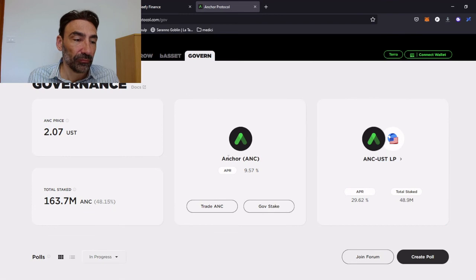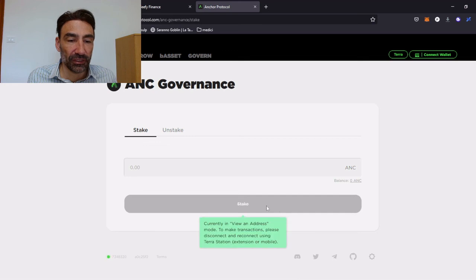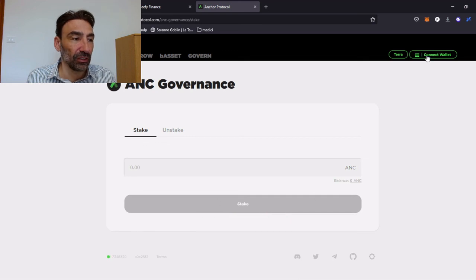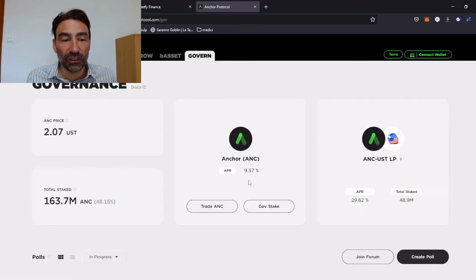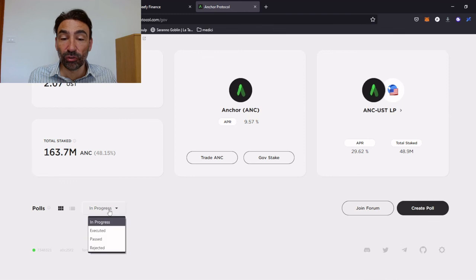Okay. If you have the ANC token, you can govern-stake. It means that you put them aside. You're not allowed to sell them anymore if they are staked. You can retrieve them easily. And once they are staked, what happens? I don't have my wallet connected, but once they're staked, you can propose some modification to the smart contract or vote for the modification.